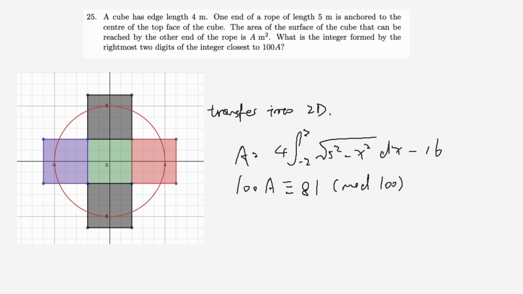Because the square at the center is double counted, we have to subtract 16, which is the area of the center square. The question is asking for the nearest integer to 100a, so we multiply a by 100, and we see that the rightmost 2 digits of 100a is 81.